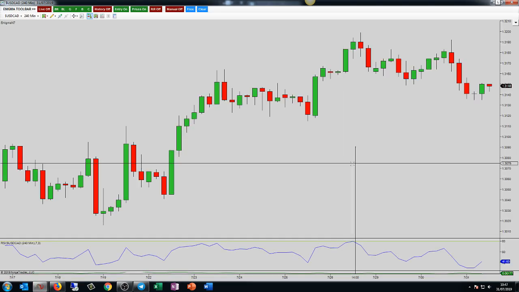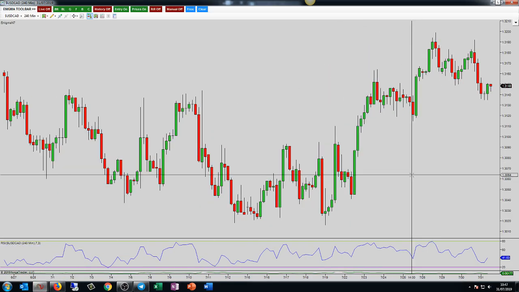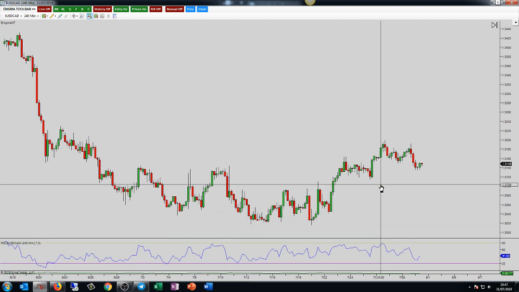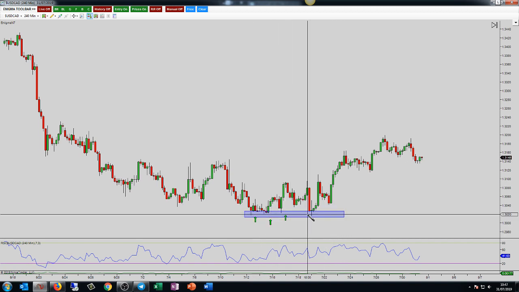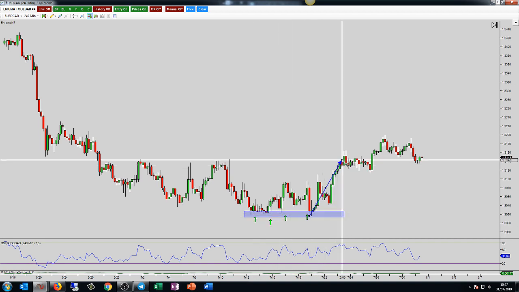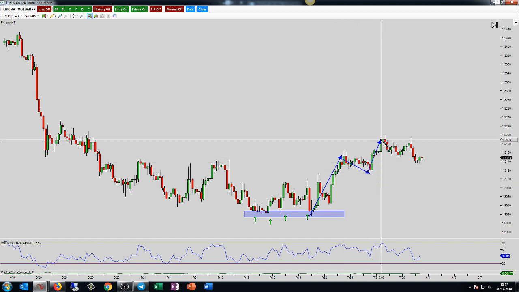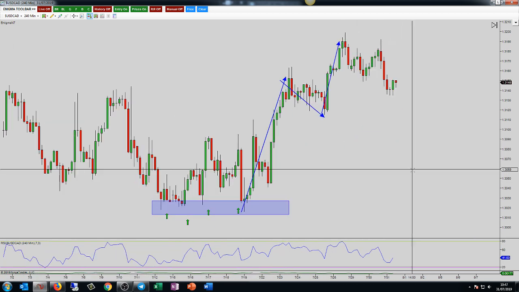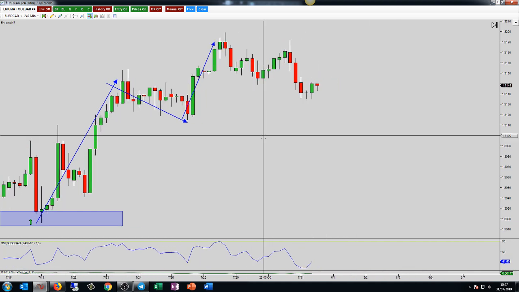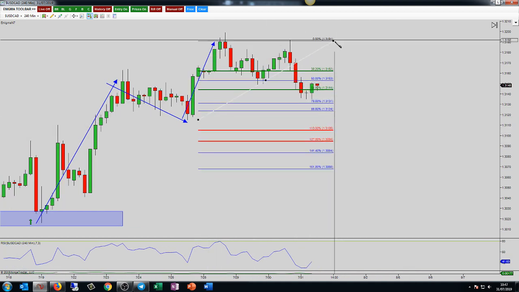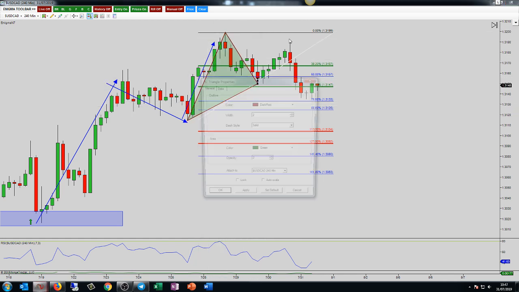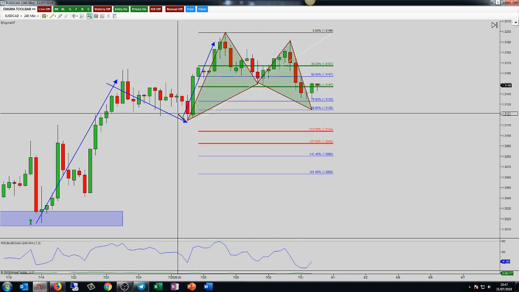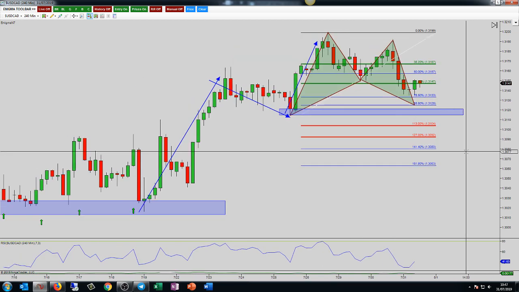Go and take a look at the 240. On the 240, it's a little bit clearer. So we had this triple retest down here. We had the break to the upside, the pullback, the break again. And what I was looking at was a potential bat pattern. X to A, A to B, B to C, and a CD completion at the 886, and we could look at a rotation pattern down here.